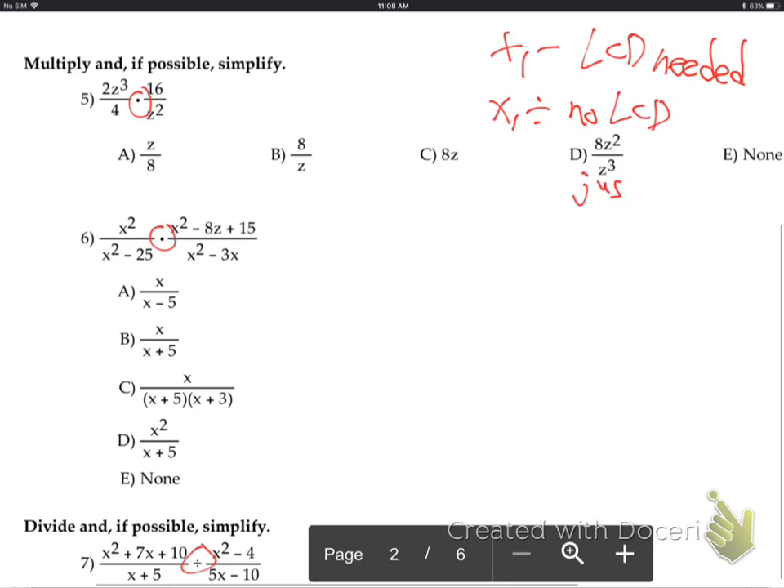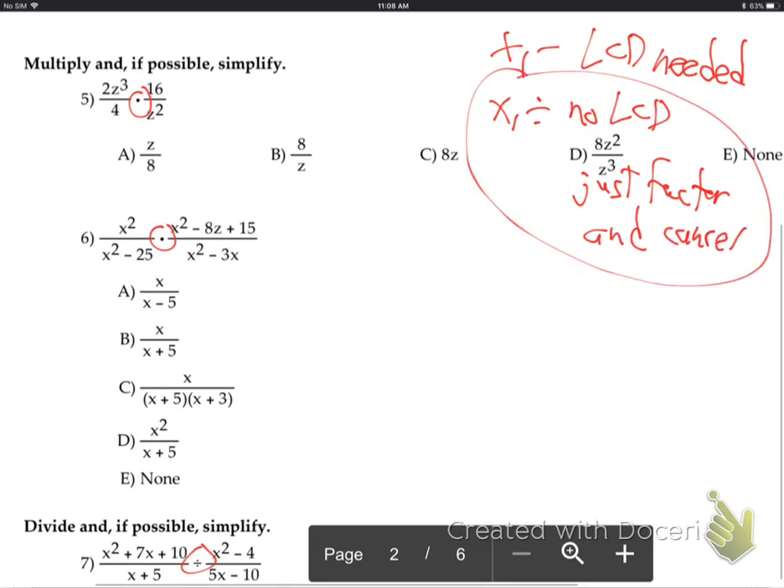Just factor and cancel. So for multiply divide ones, no LCD, just factor and cancel. They're really just glorified factoring problems. Just factor everything and cancel out. Those should be the easier ones on the test. The multiplying, dividing.